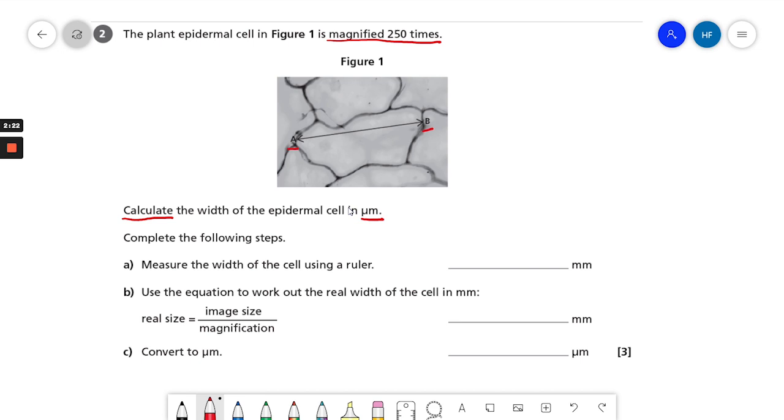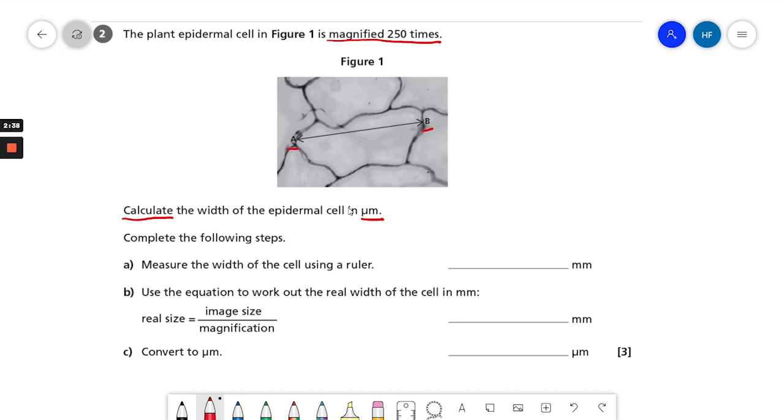So parts A, B and C of this question are taking us through the steps we need to go through to find out the width of this cell in micrometers. Now the first step is quite straightforward. It's asking us to measure the width of the cell using a ruler.